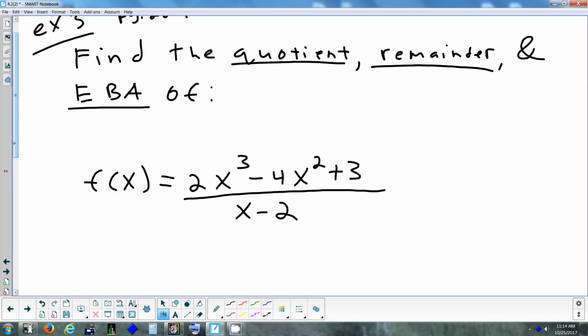Could we do this one as synthetic if we wanted to? Can we always use synthetic? What has to be in the problem to use synthetic? How do you know when you can use it? Abby? The denominator has to be linear. Yeah, the denominator has to be linear. Perfect. So on this problem, we could do synthetic. But let's do it as long division because I'm going to give you one where you have to do long division in a little bit.